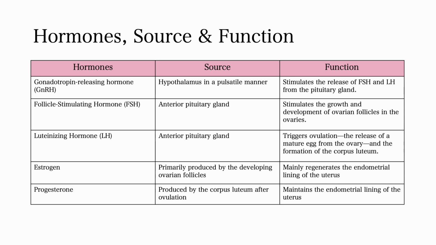Estrogen is primarily produced by the developing ovarian follicles, and it mainly regenerates the endothelial lining of the uterus. And finally, progesterone is produced by the corpus luteum after ovulation. It functions to maintain the endometrial lining of the uterus for potential fertilization and implantation. Now let's start with the phases of the menstrual cycle.